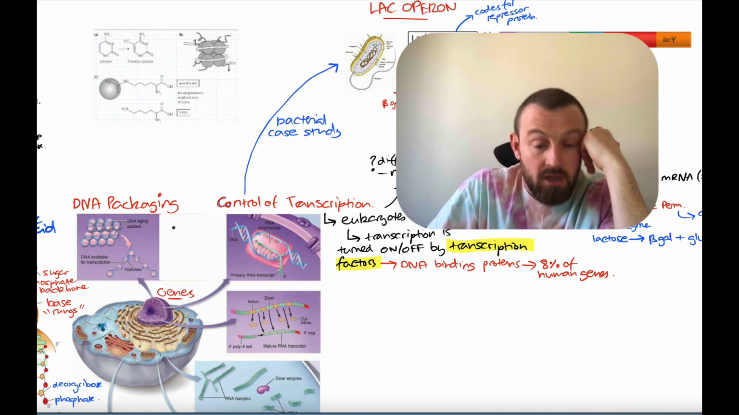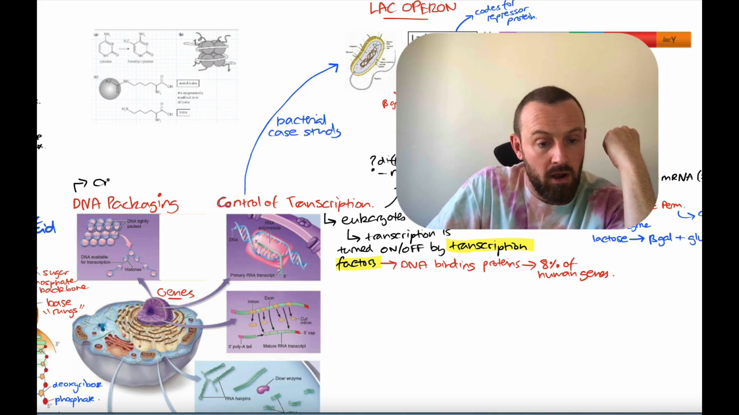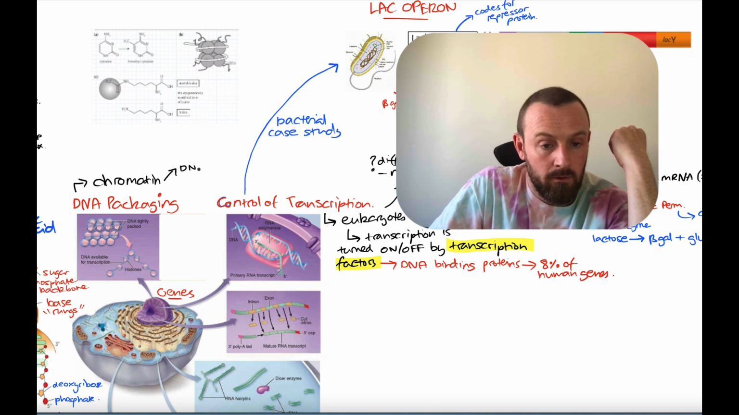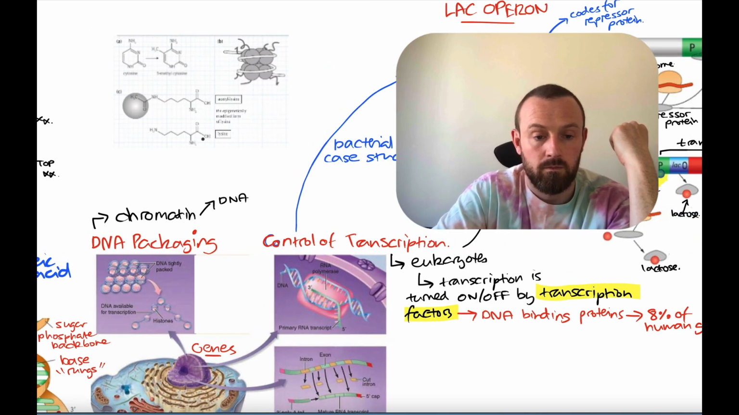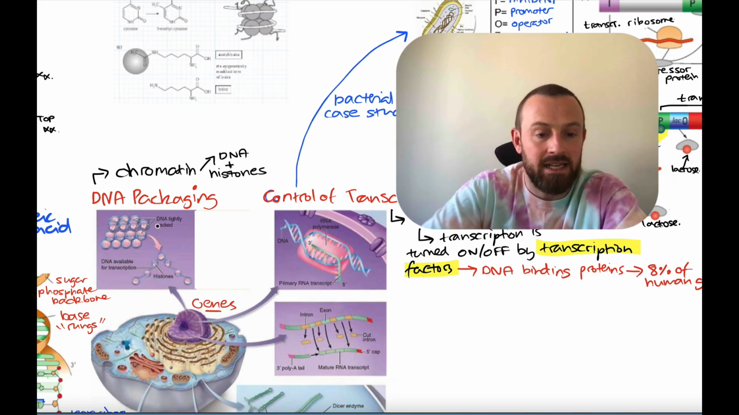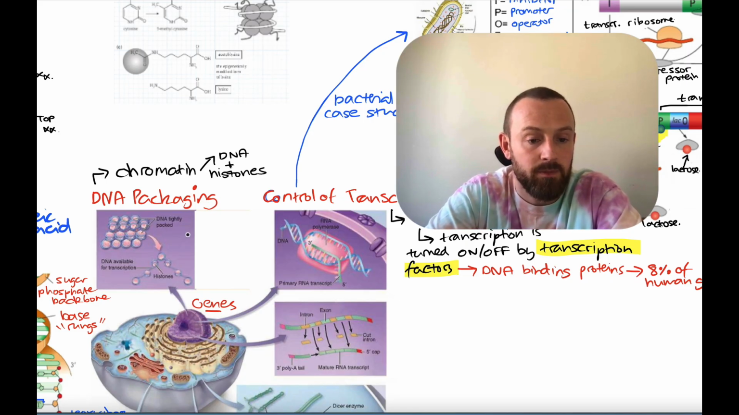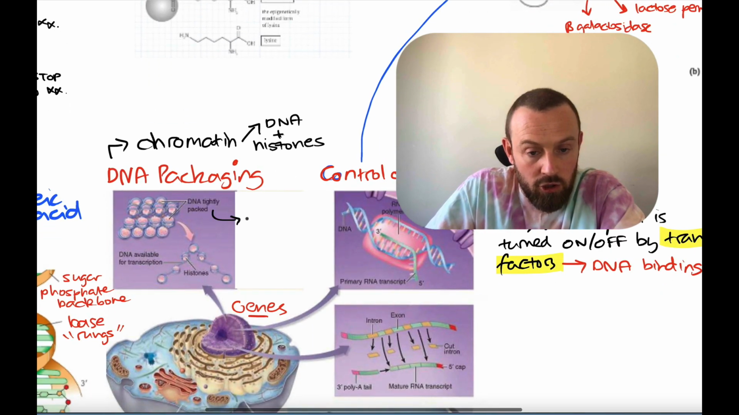DNA packaging. It's packaged as chromatin. So I'm going to go above. Chromatin. I'm going to zoom in. Chromatin is DNA plus histones. Histones are proteins. So DNA is tightly wrapped around histone proteins. And if it's tightly packaged here, then there's no transcription.